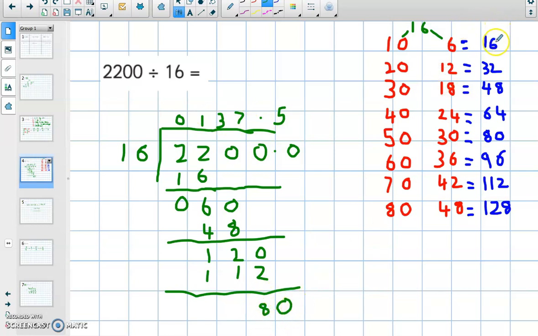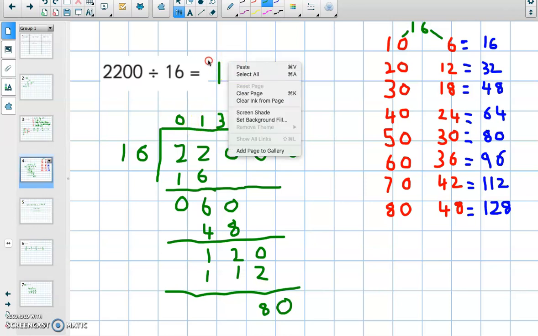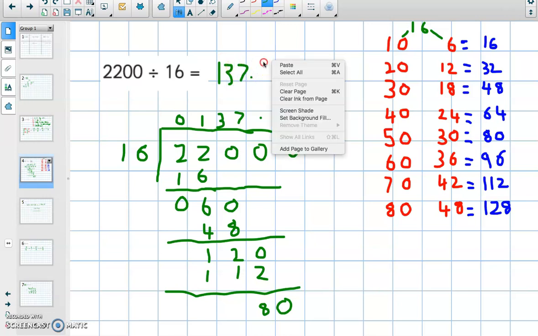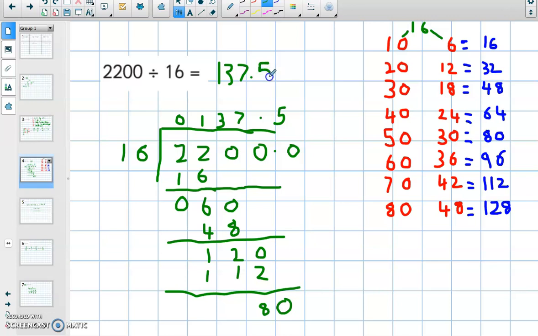And going back to my 16 times table, I know there's 1, 2, 3, 4, 5 16s in 80. So I put my 5 up here, and there are no remainders, so there's nothing for me to take away from the 80. So my answer is 137.5. Again, I know that I was going at some speed there. So please, if you have any questions about long division, please get in contact with me.